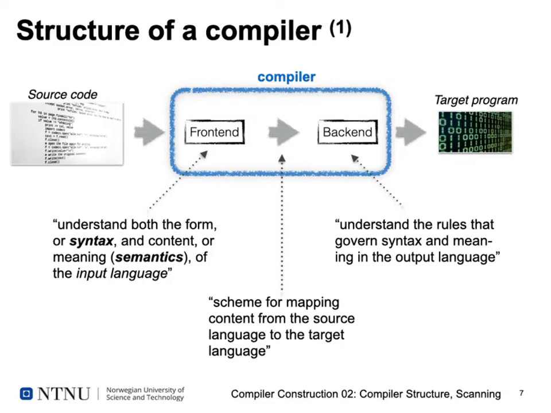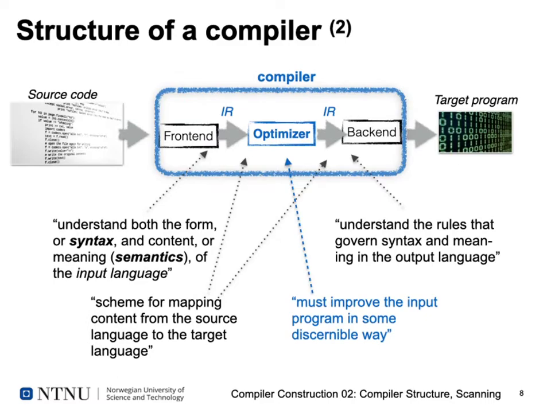Then we need a scheme for mapping the content from the source language to the target language, symbolized by the arrow here. And then the backend is responsible for understanding the rules that govern the syntax and the meaning of the output language. So essentially we split the task of our compiler into two big parts. The front end, responsible for syntactic and semantic analysis, and the backend, responsible for transforming whatever we found out about the program we are going to compile into code that does the same thing on your machine.